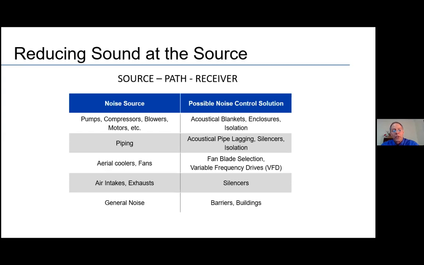Air intakes and exhaust systems, very frequently addressed by implementing silencers, which are basically a piece of equipment that disrupts the path between source and receiver, so that the noise has to take a path that allows it to get diminished before it gets to the receiver. And then just general noise that might exist within a facility typically would be addressed with barriers or buildings or possibly some enclosures of some nature.